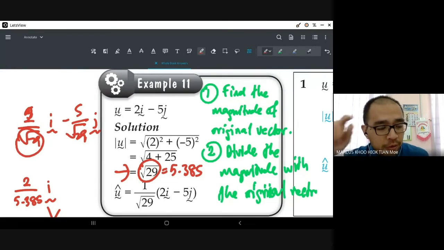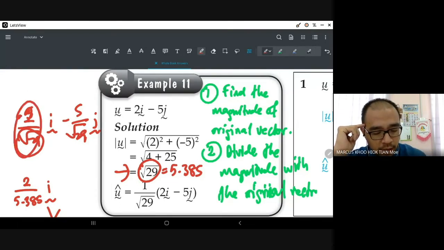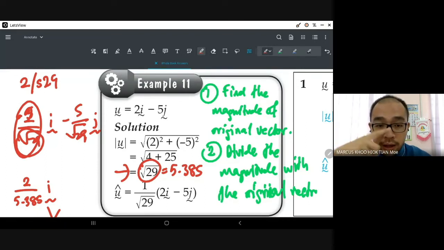The 5 of you, once you have your answer, just write down your answer in this one. Because there is no square root, you don't know how to write square root. So let's say the answer is 2 over square root 29. You write it like this, so that I know there is a square root there.